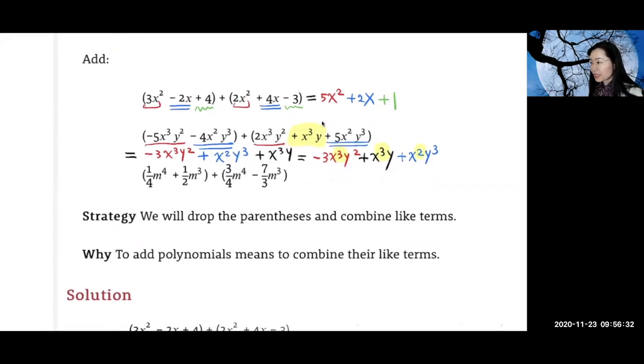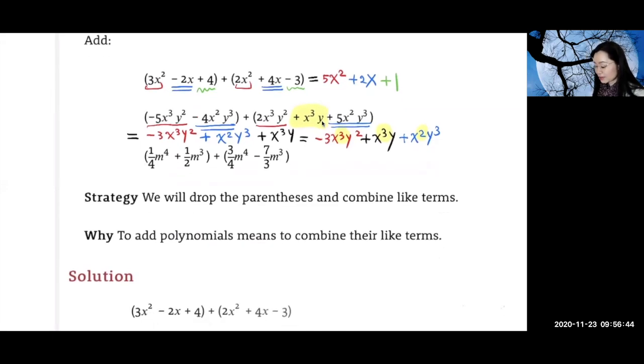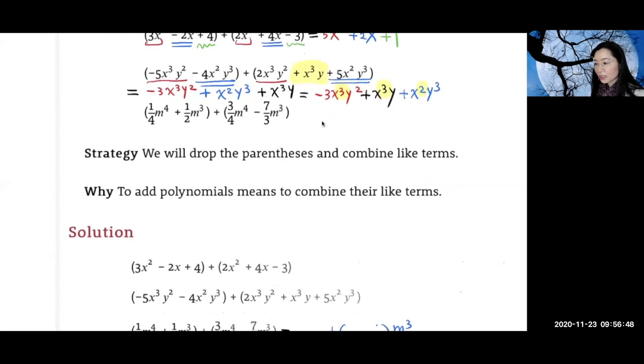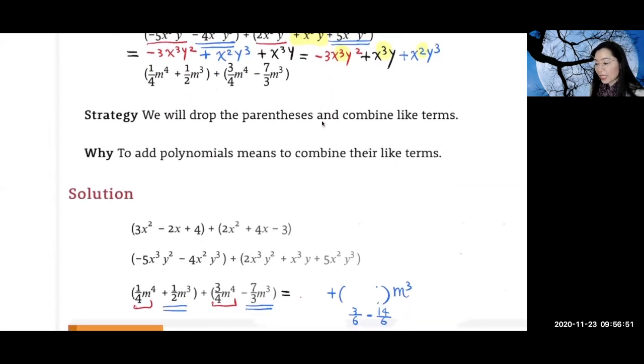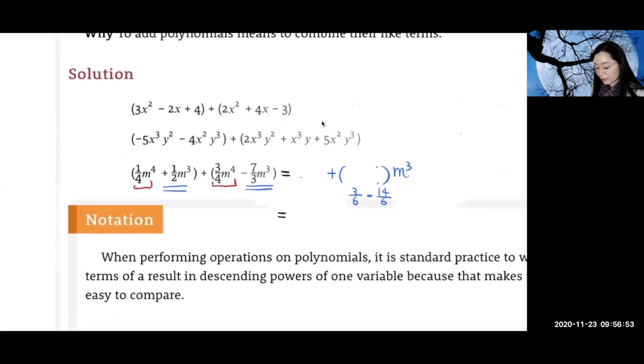Now, probably in your homework, in WebAssign, they want you to put that in this order, right? It's called descending power of x. x cubed, x cubed, x squared. So maybe put it in that order when they ask. Now the last one, this one over here.